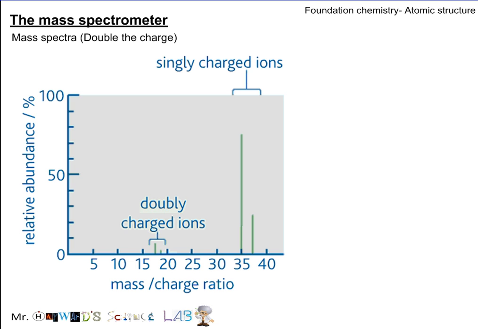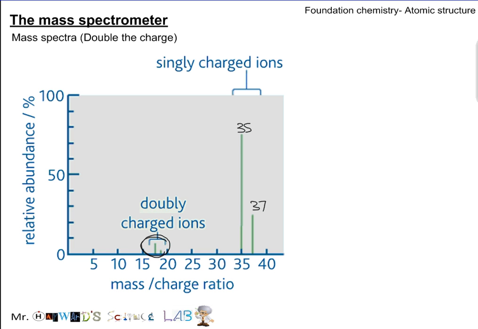Okay, so this is an example of chlorine. Okay, so we've got the 2 isotopes of chlorine. We've got chlorine 35, which is here, and chlorine 37, which is here. Okay, so there are actually only 2 isotopes of chlorine within this sample, the 35 and the 37. We're also seeing 2 peaks here. The reason we see 2 peaks here is because these have been doubly charged.